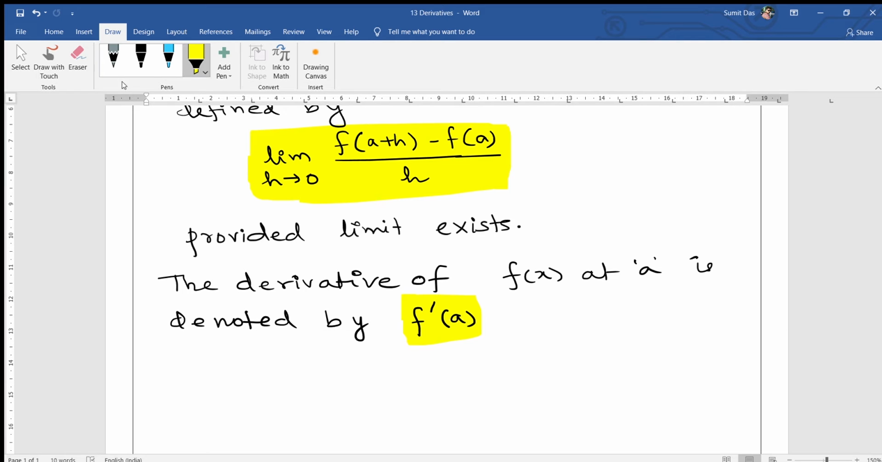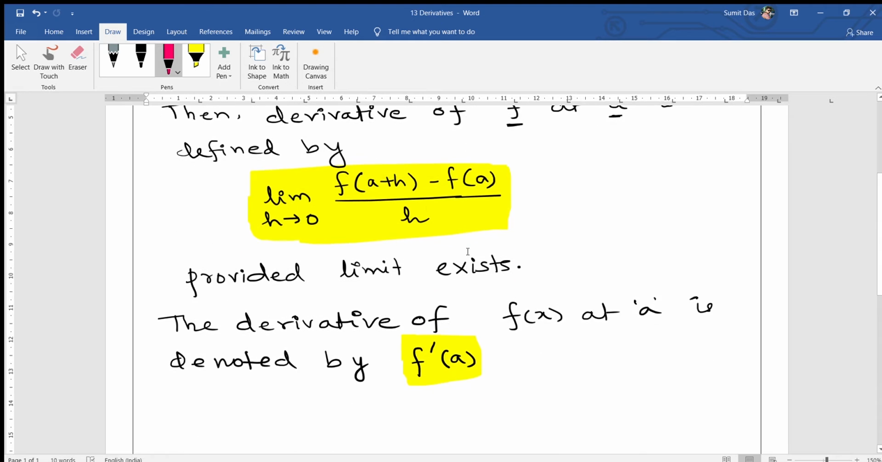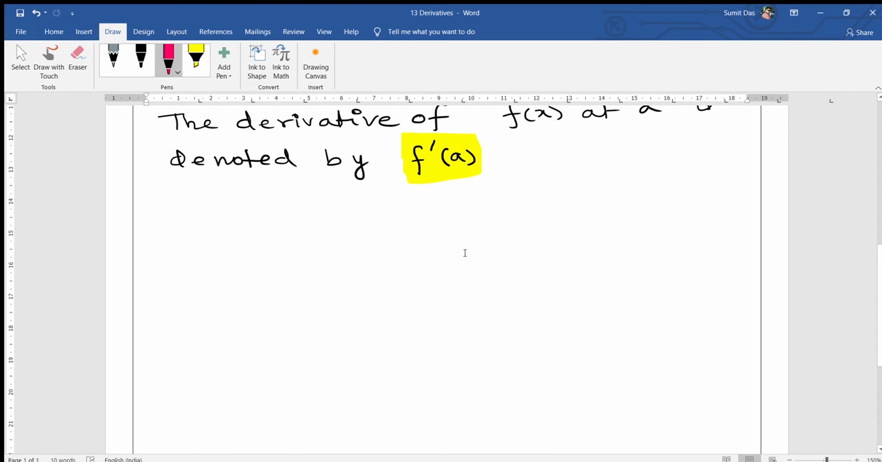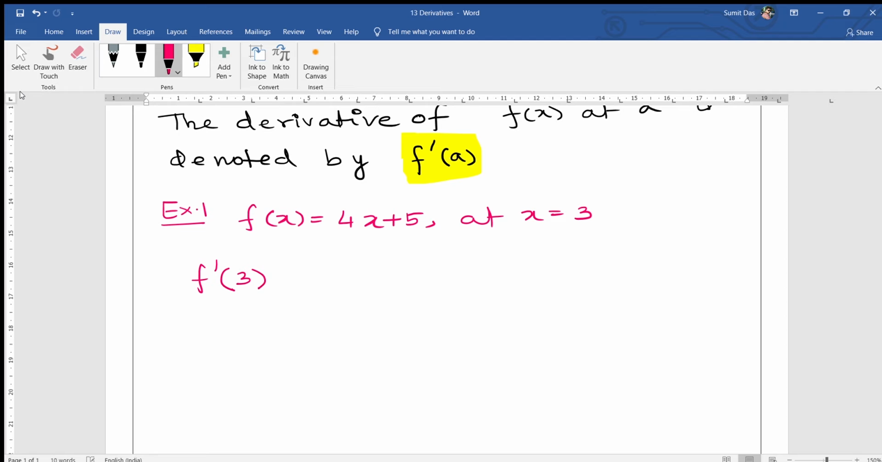Let's try to do one question, then we will do an example. Let's do one example. Suppose I'm doing one example: find the derivative. f(x) is given as 4x plus 5. We have to find the derivative at x equal to 3. So basically we have to find f dash a, where a is 3.